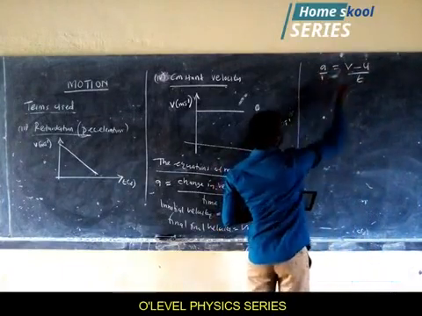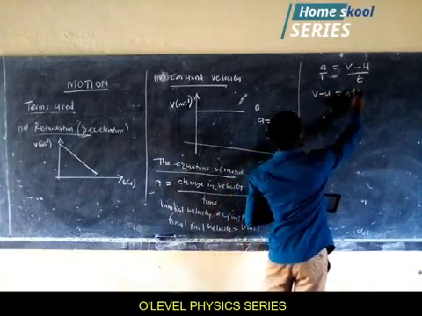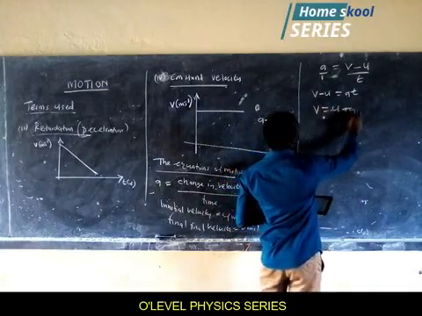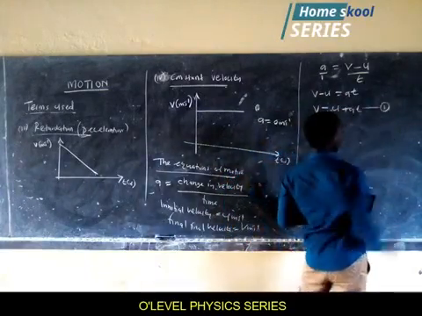And I put t over 1 and I cross multiply, I'll have v minus u is equal to at. This comes that side, giving us v equals u plus at. This becomes our first equation of motion.